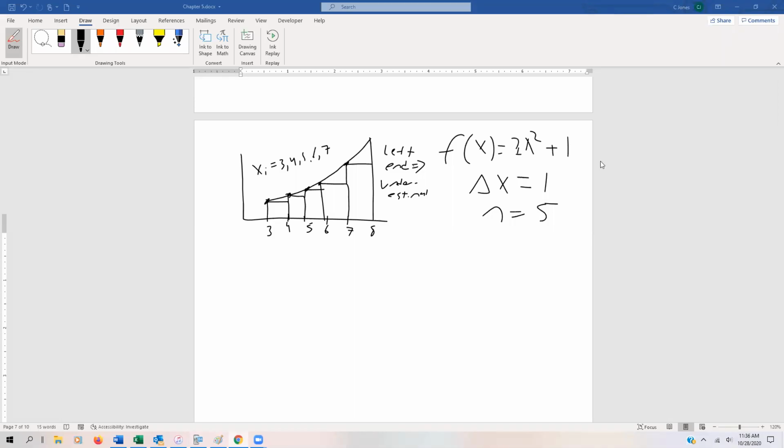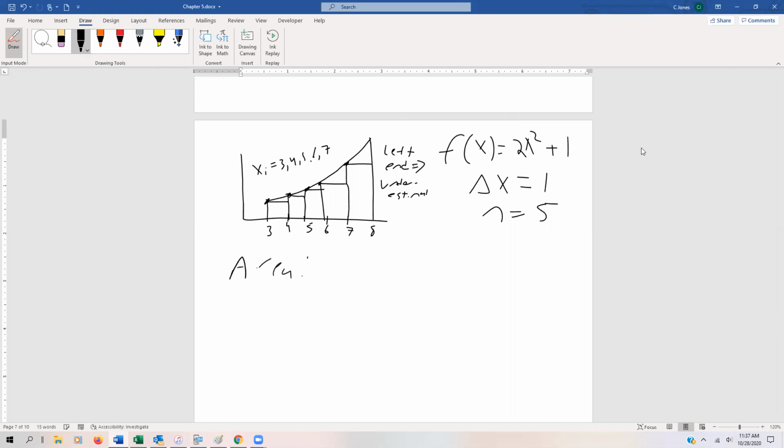The last thing we're going to do for this problem is approximate the area underneath the curve. Our curve is 2x squared plus 1, and we're bounded by 5 rectangles, and delta x is going to be 1.